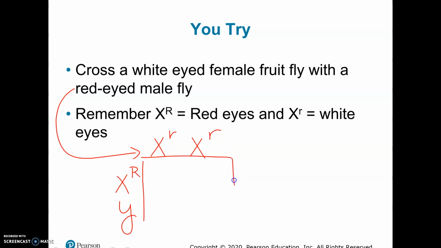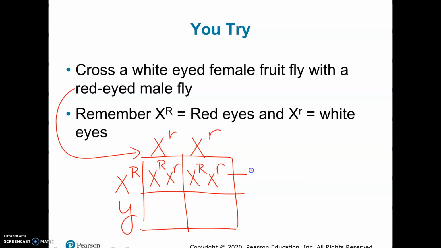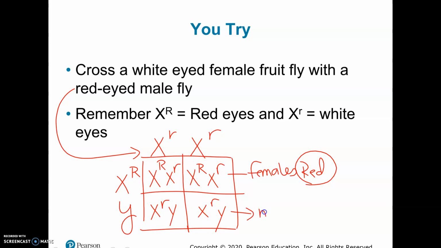Now this is actually a really interesting one. Look what's going to happen here. So now we do our cross, we put our X's together, we get X big R, X little r, X big R, X little r. So our females all have red eyes. And now our males, X little r, Y, X little r, Y. Wow. So like this, our males all have white eyes.